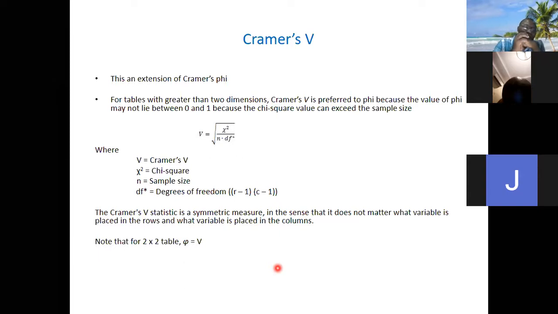So note that for a 2 by 2 table, Cramer's phi and Cramer's V are the same. Of course, if it is a 2 by 2 table, the degree of freedom will be 1, so this one will become like the other one. The degree of freedom is 1, so it will be the same thing: the square root of chi-square over n.